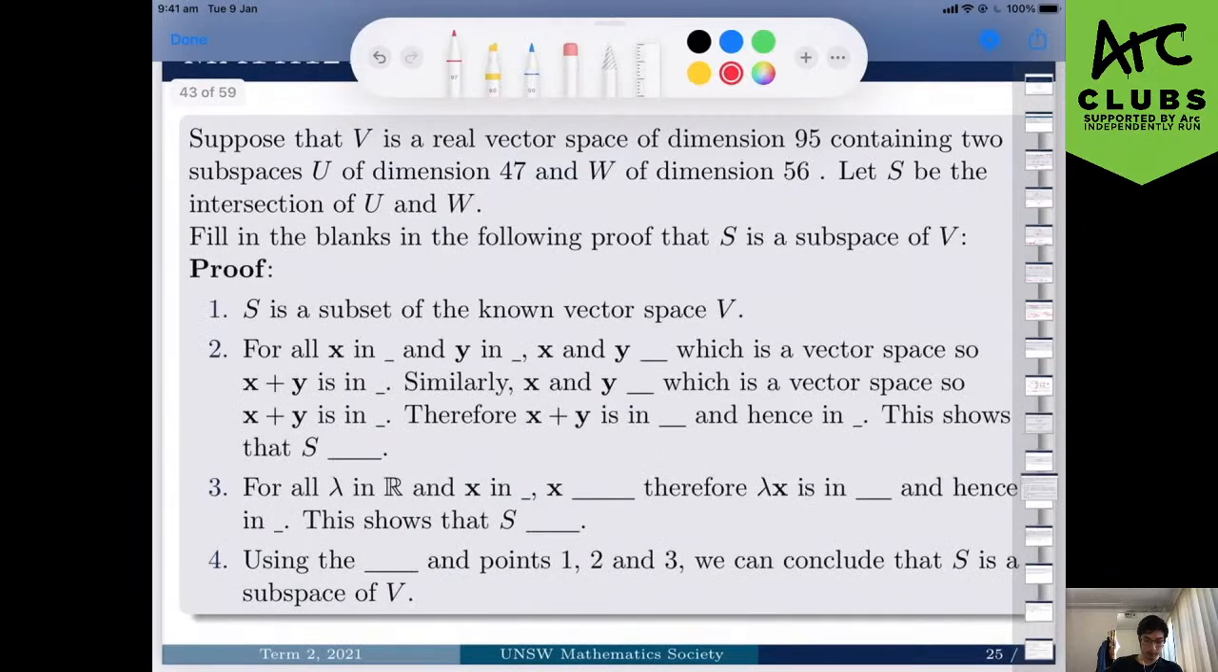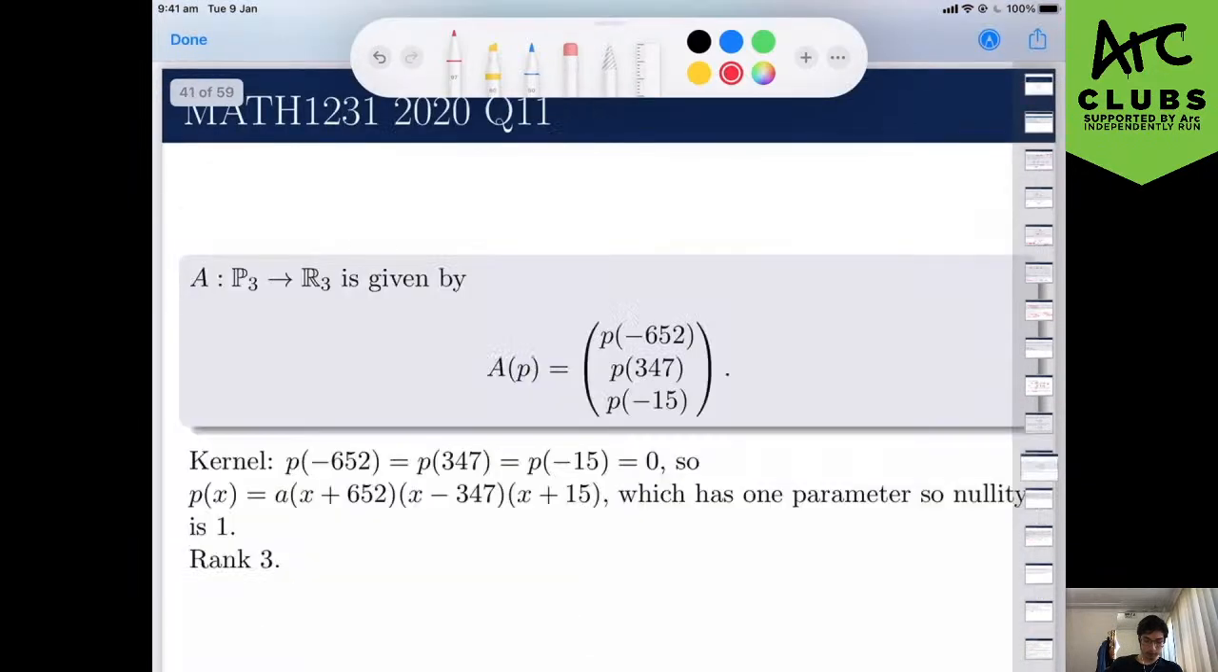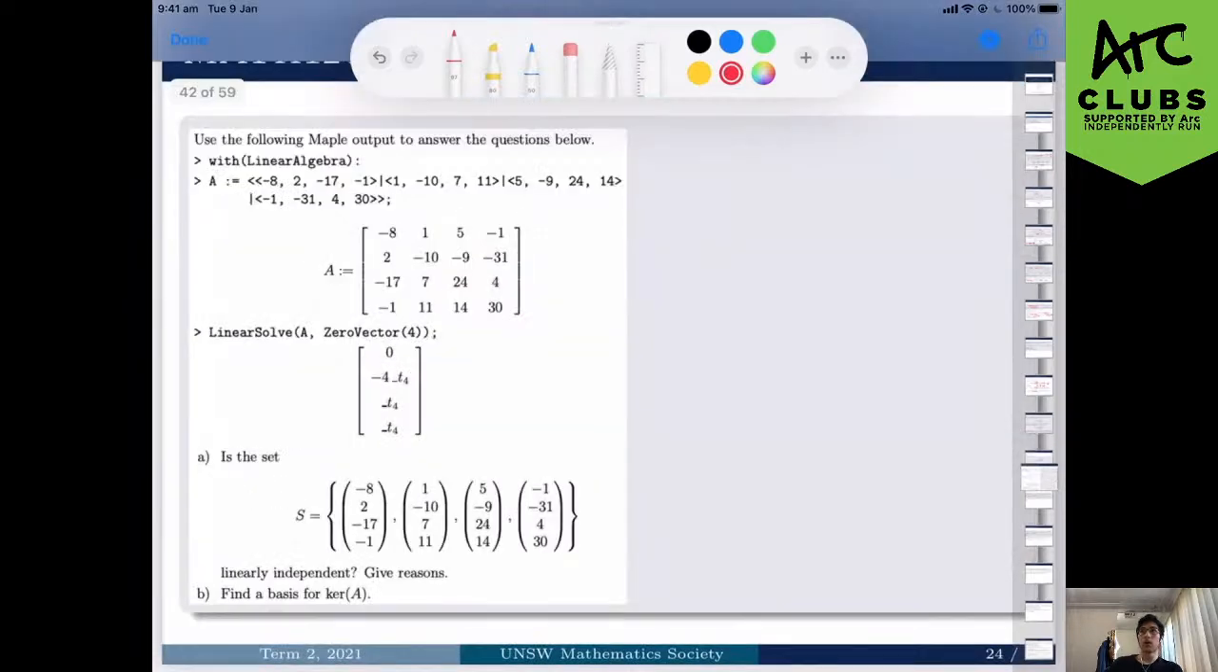How much more do I have? Okay, I have 9 minutes, so I'll just do the last two things. And the last one's kind of long.